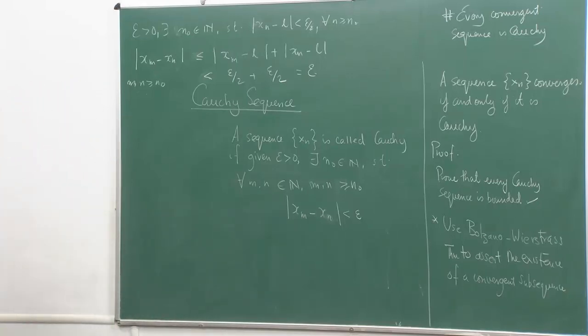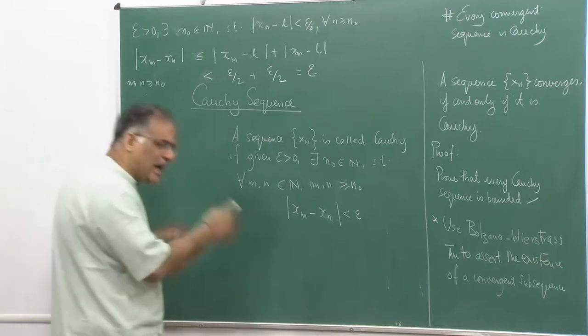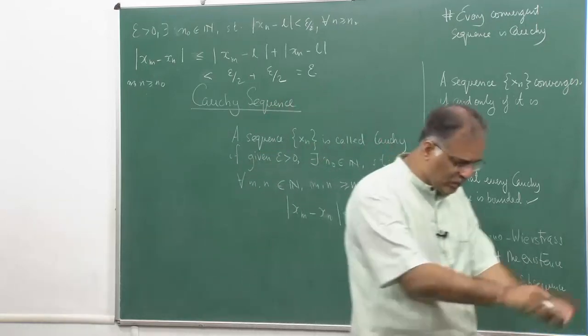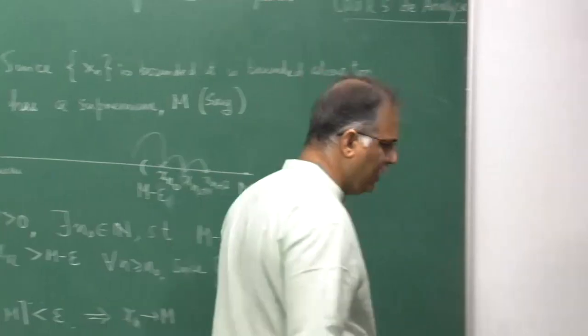So, it proves that every convergent sequence is Cauchy, and once you have proved that, that is it. So, you have to use that fact again, and then just use the basic manipulations that will be done. So, that is how you prove that every Cauchy sequence converges.